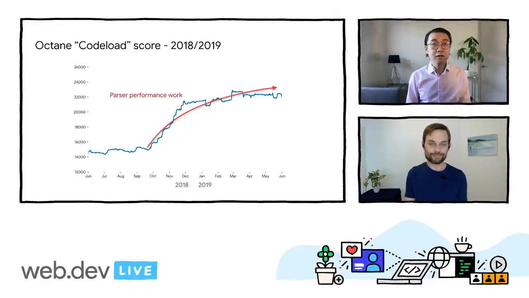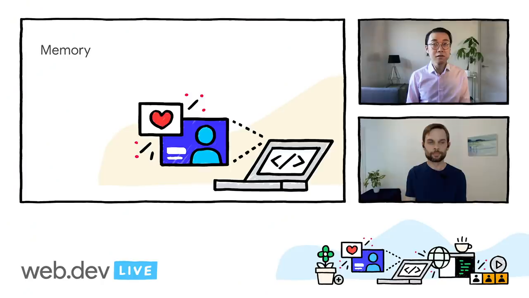Really fascinating stuff. I think I learned quite a bit in just the past 5 minutes about making parsing and compiling faster and web app performance in general. And you got me thinking about this other big chunk of web app performance, which is memory.